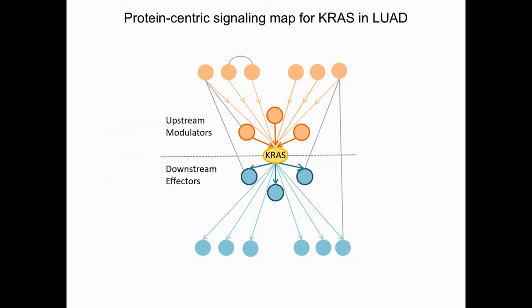And here's an example with KRAS. We have upstream modulators, downstream effectors, and we have a KRAS-specific map or network, as we call it, which combines Andrea's tools and the tools from my lab.